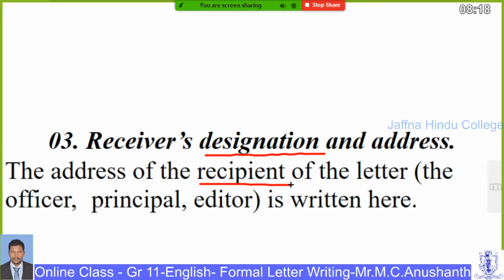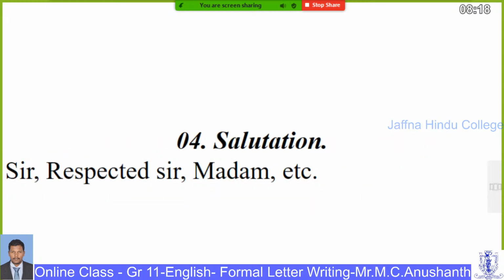Okay, students, and next, salutation. One of the most important components is salutation. Salutation means you greet others when you start writing a letter: sir, respected sir, madam, and so on. So you can give salutation words such as sir, respected sir, madam, etc. Those kinds of words are used in the salutation part when writing a letter.